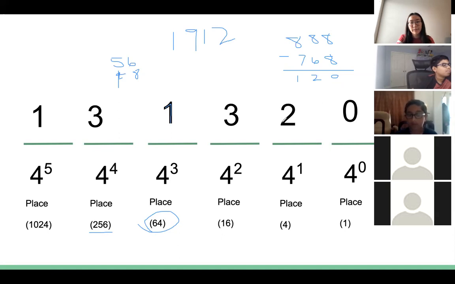So then we put 2 in the 4s place because we can fit 2 4s into 8. And then we have nothing left. So we put zeros everywhere else.